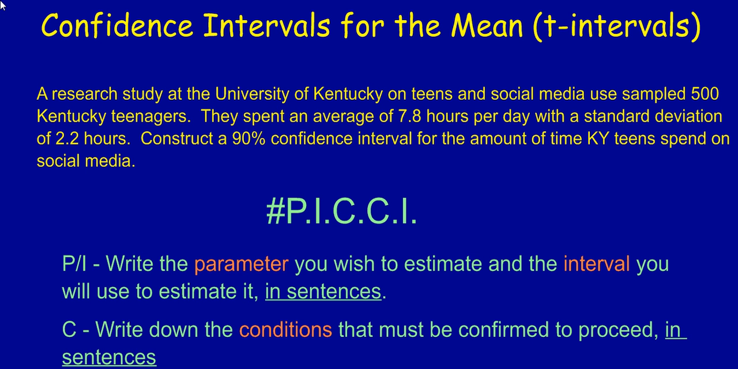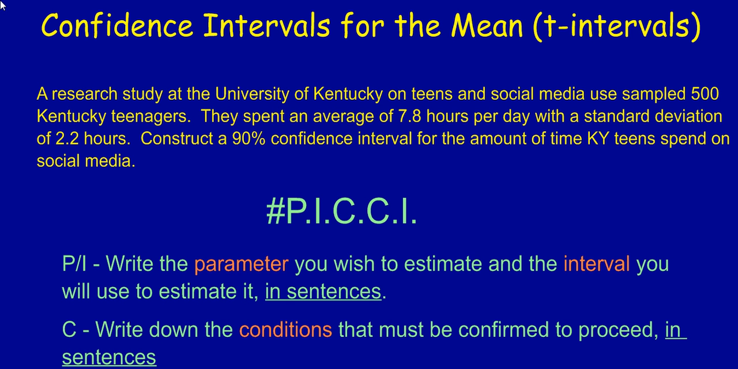Okay, in this video we're going to go through the complete process of constructing a confidence interval for the mean, otherwise known as a t-interval. Here's an example question. A research study at the University of Kentucky on teens and social media sampled 500 teenagers. Those 500 spent an average of 7.8 hours a day on social media with a standard deviation of 2.2 hours.